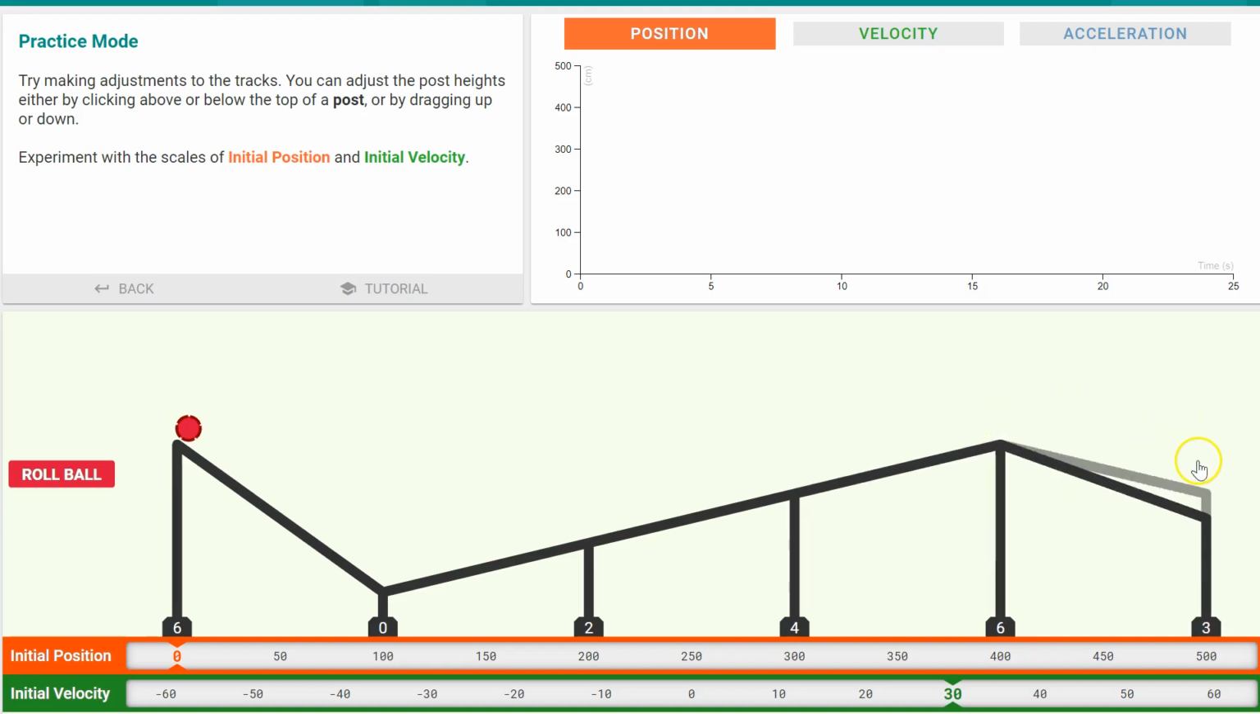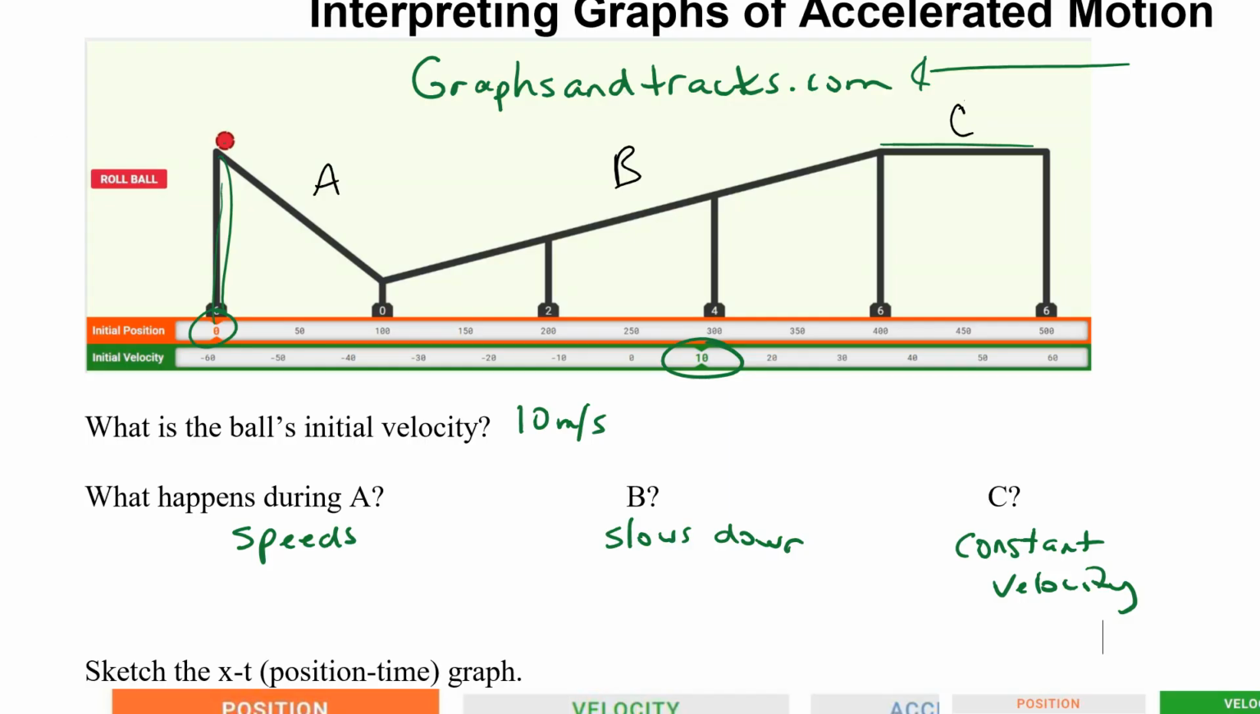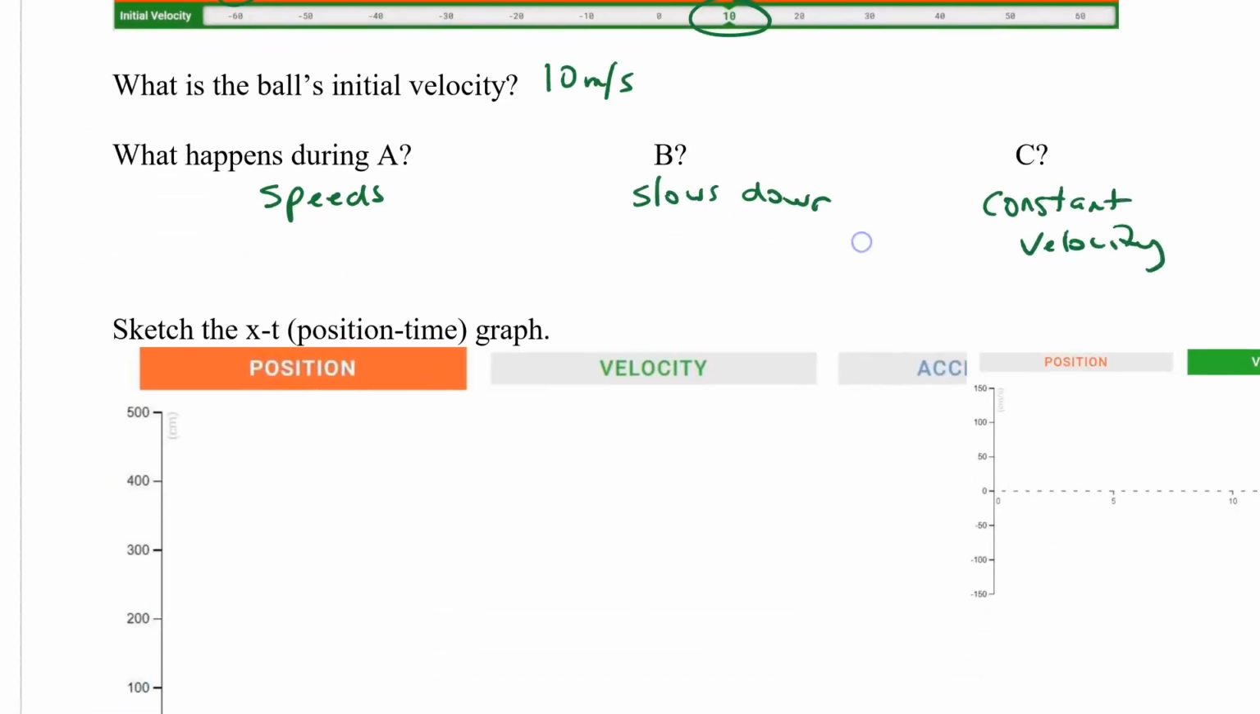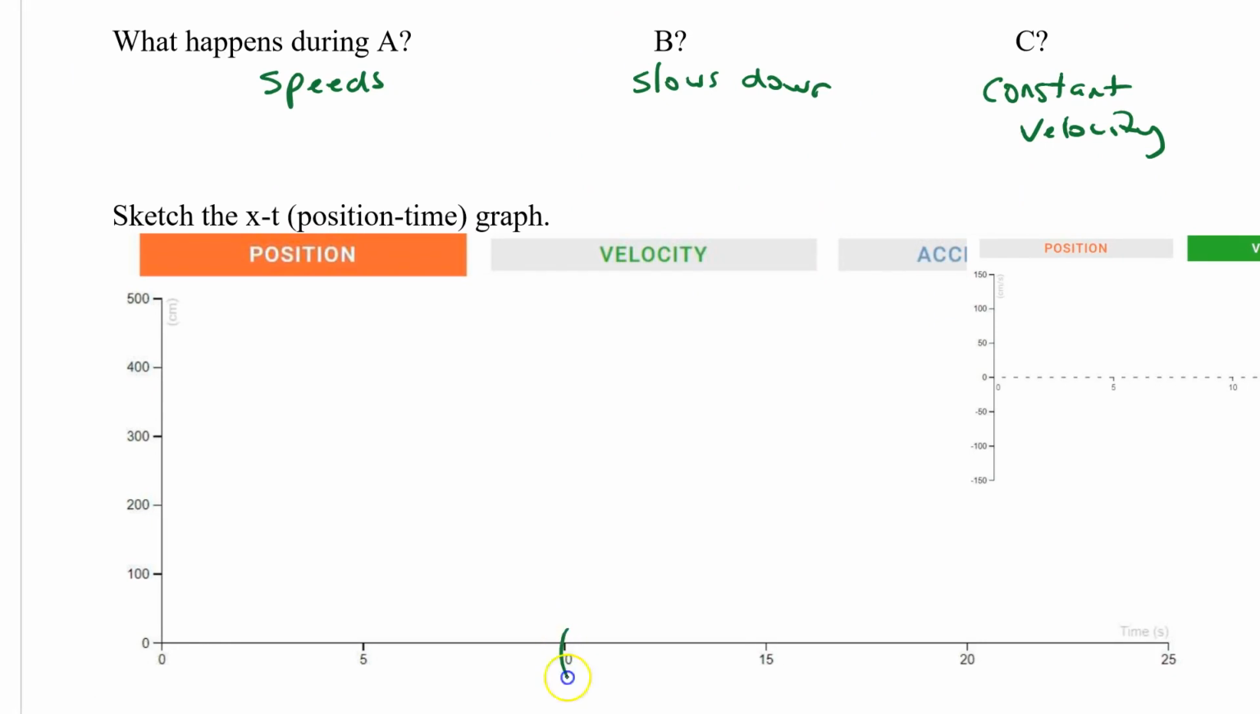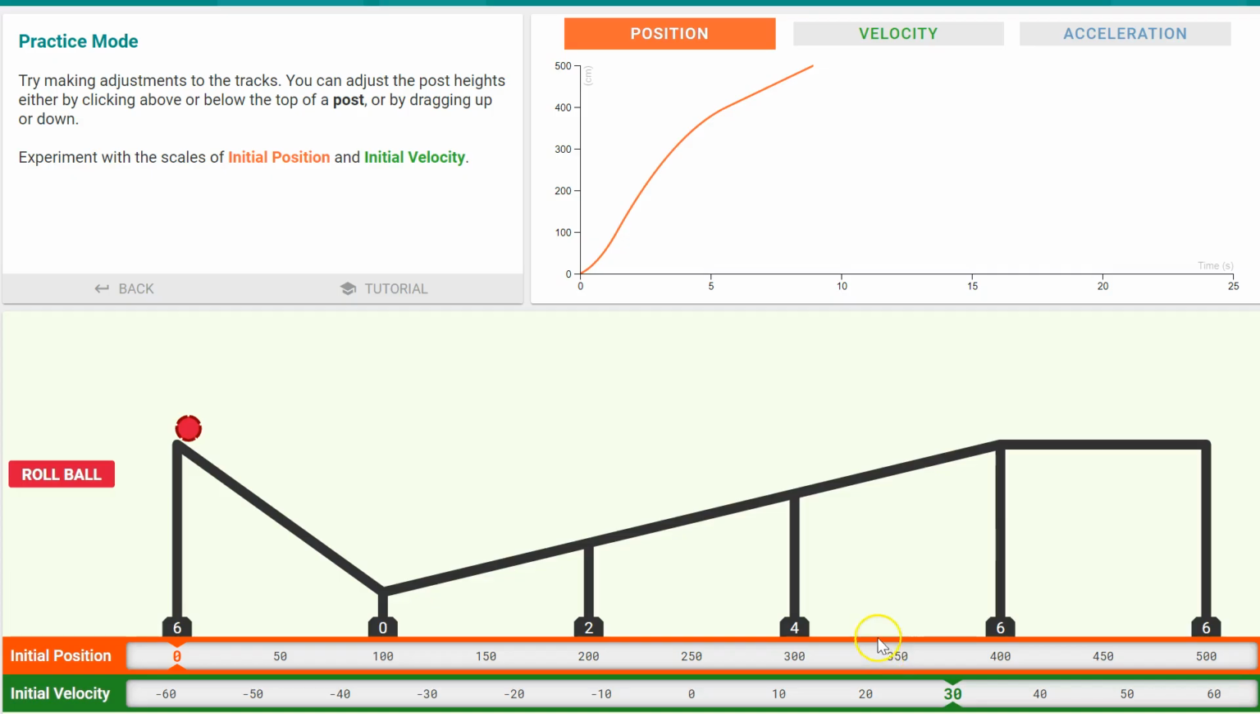All right, so now I click on roll the ball, and you can see, ooh, it speeds up. And at the very end, it kind of goes like that. So that's the shape of our graph. It only goes for about 10 seconds. So if I go back over here and it says sketch the position time graph, it's unfortunate, but it's only really going to go for about 10 seconds. So it's not as wide as that. Did I do everything right? Oh, actually, I realized I made a mistake, and I started with an initial velocity of 30. So I'm going to try that again and switch to 10.